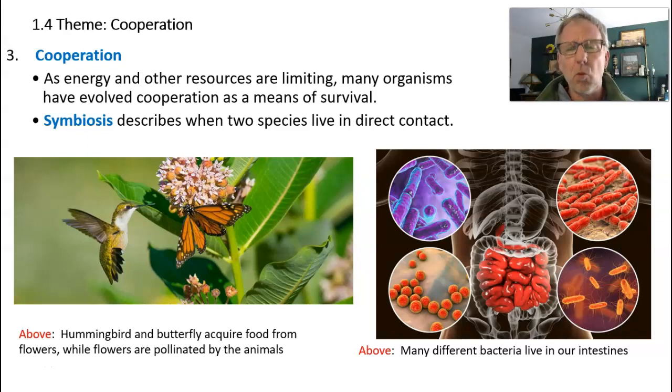Take a look in the bottom right of the slide. There are many different bacteria that live in our intestines. Indeed, there's over 100 species that live in your mouth, but there are many, many different types that live in your intestines. Not only are they symbiotic with us, living in direct contact with us, they're living in direct contact with each other too. And they're doing different kinds of things, and by doing different kinds of things, they help each other. So cooperation is rampant in biology.